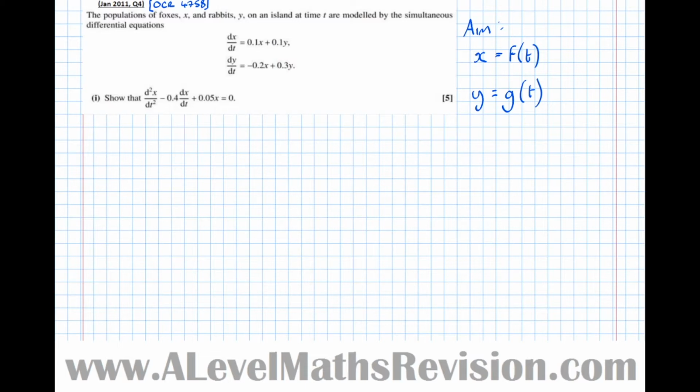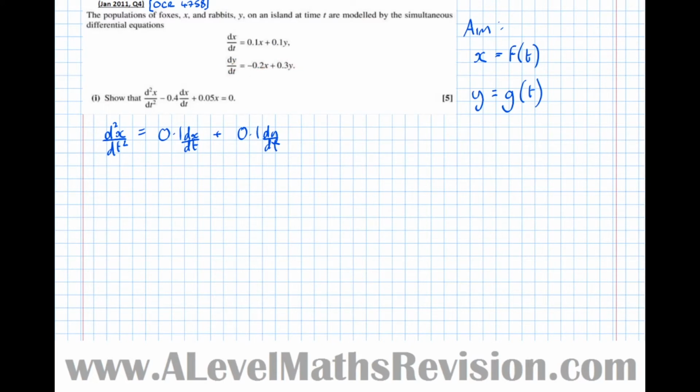Well, we can see a d2x by dt squared, so we're going to differentiate this equation here with respect to t. So differentiate dx by dt, we get d2x by dt squared equals, and if we differentiate 0.1x, we get 0.1 dx by dt plus 0.1 dy by dt. So what we've done, we've differentiated this first equation here with respect to t. But notice here we've got a dy by dt in. Well, actually, we can replace that, eliminate dy by dt, by just replacing it with this expression here.